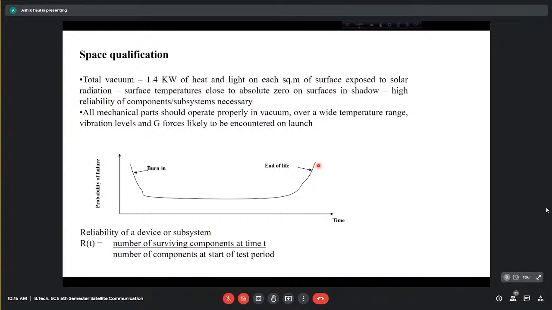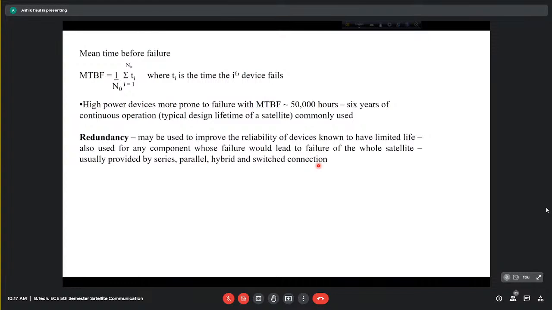That means you might have started with a number like capital N, the number of components at the start of the test period, t equal to 0. After a finite time interval, which could be several hours or a few hundreds of hours, you count the number of surviving components, those still functioning properly, and you take the ratio of that, and that will tell you the reliability of that particular device or subsystem.